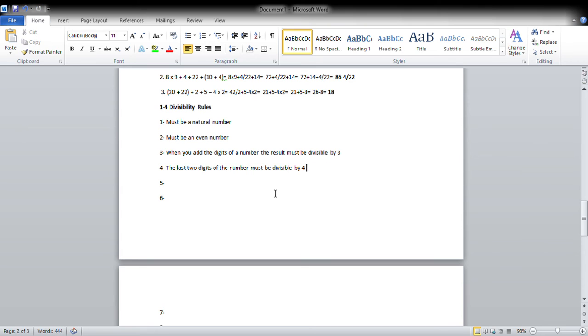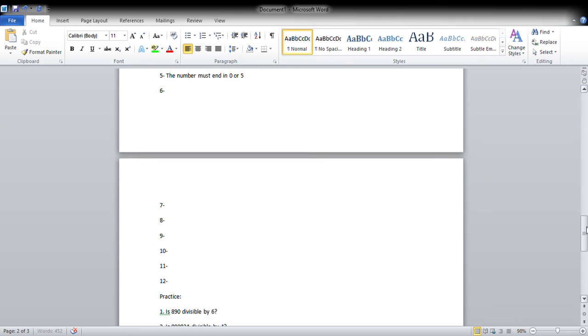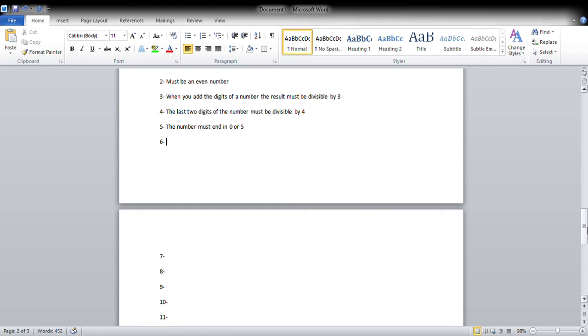So yeah. So for 5, the number must end in 0 or 5. So this is a straightforward divisibility rule. You just have to know 0 or 5. Okay, 6.